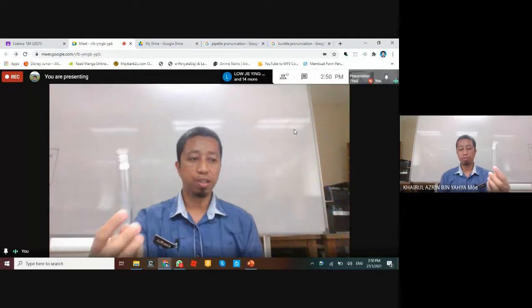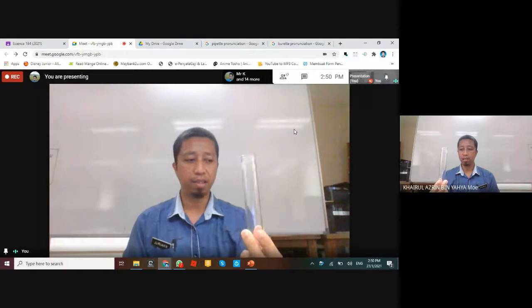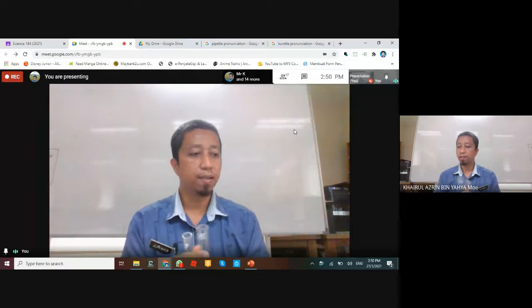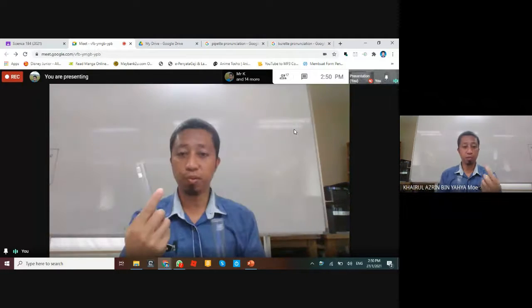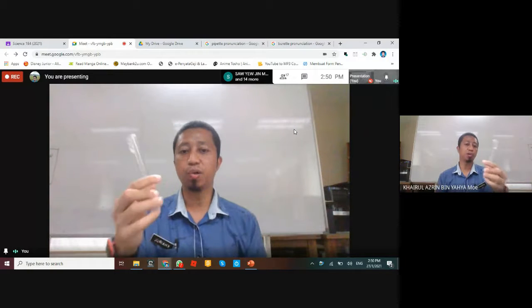A test tube is to hold a small amount of chemicals, and this one is to heat a small amount of chemicals. Same thing, right? This one to hold, but this one to heat. Untuk panaskan, to heat. This one to hold only.